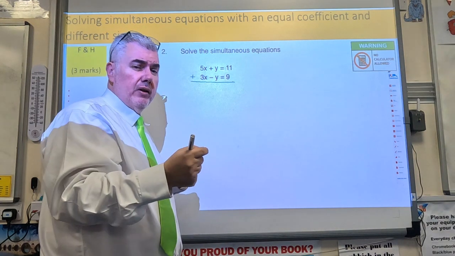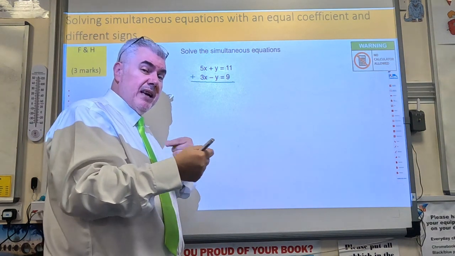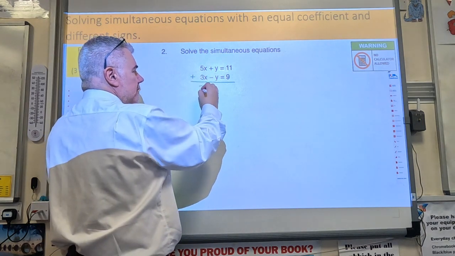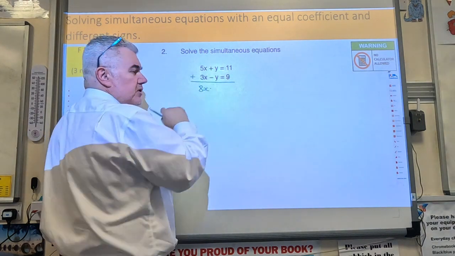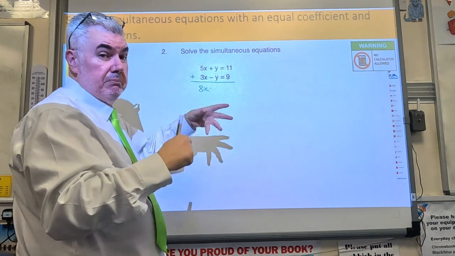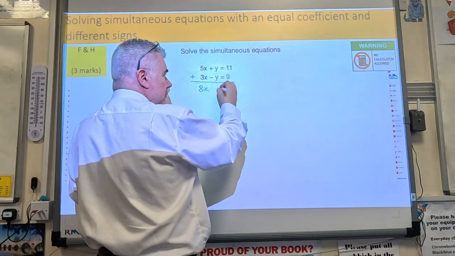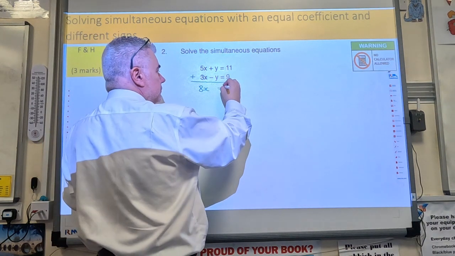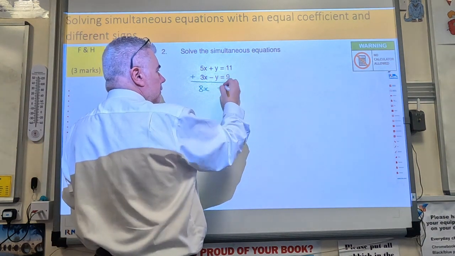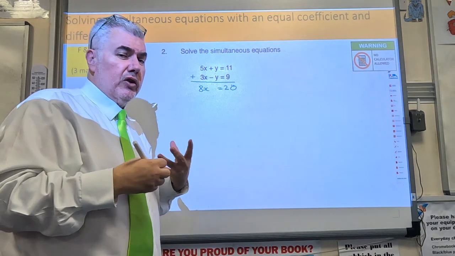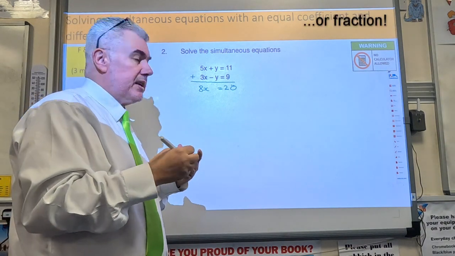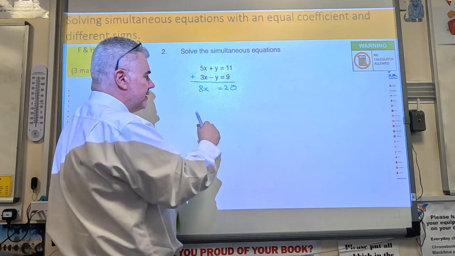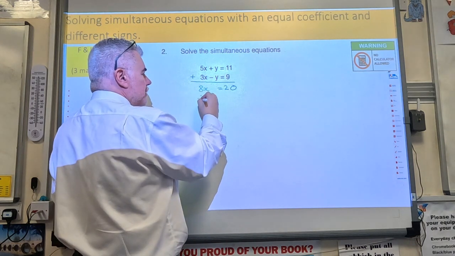You'll soon know you've gone wrong if you still end up with an x and y, because we're always aiming to get rid of something. 5x plus 3x is 8x. Positive y add negative y disappears, that's what I'm after. 11 plus 9 is 20. Don't be worried if it's looking like you're going to end up with a decimal. You will sometimes end up with decimals. 8x equals 20. How am I going to solve this? I shall divide both sides by 8.